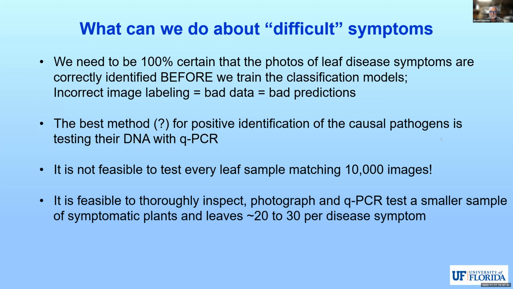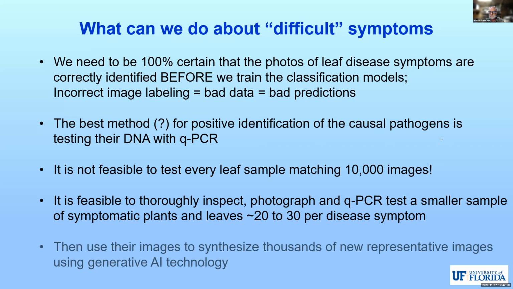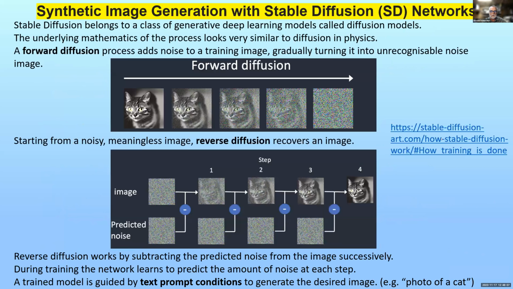However, we figured it's feasible to thoroughly inspect, photograph, and qPCR test a smaller subset of symptomatic plants and leaves, like 20 to 30, and see if we can use those for generating synthetic images. Because then we know the synthetic images will resemble the real thing, which we know is true because we've measured it with PCR. So we're getting that direct linkage. Like I said in the last line there, to then generate thousands of them, representative of the real deal.